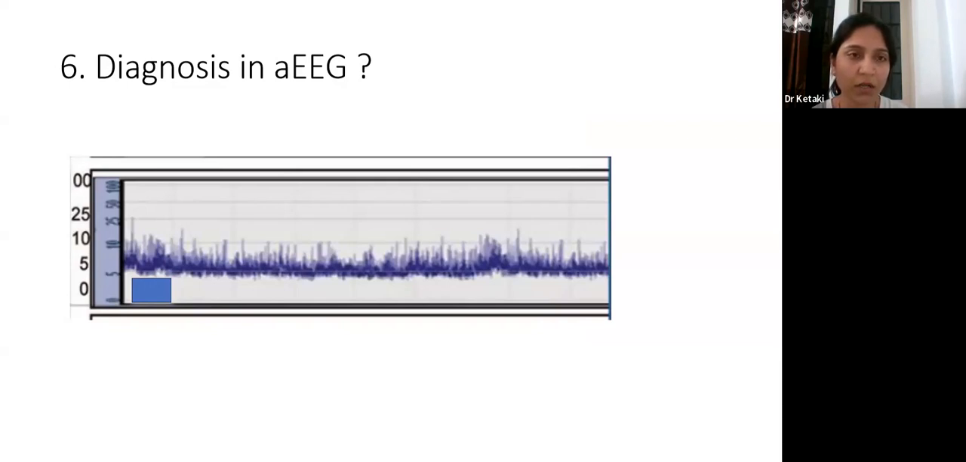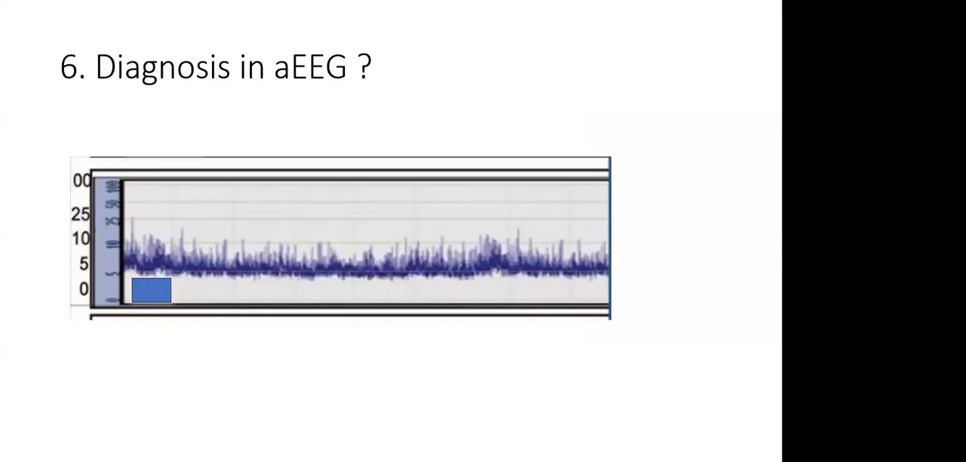Okay, this is amplitude integrated EEG of a term baby showing this rhythm. So can you tell me what is this? Is it continuous, discontinuous, or like that? Discontinuous, some have written burst suppression as well. Some have written status.